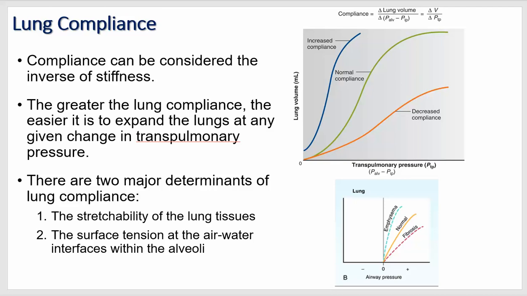The greater the lung compliance, the easier it is to expand the lungs at any given change in transpulmonary pressure, that is, the pressure across the lung. There are two major determinants of lung compliance: the stretchability of the lung tissues, and the surface tension at the air-water interfaces within the alveoli. We're going to talk about that in a minute. About 2/3 of your lung compliance is just the surface tension.